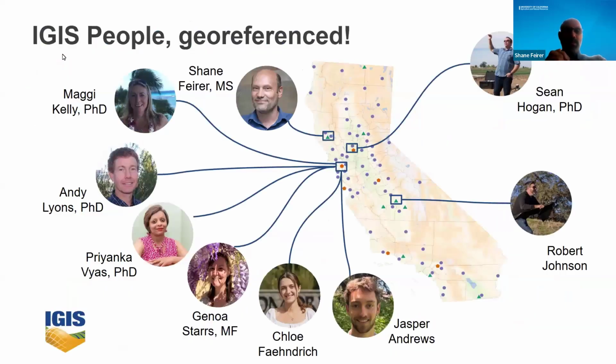So where are we? Just as a quick note, this is an example of, we've tried to geo-reference us. What you'll see is we have 6 people at UC Berkeley. That would be the director, Maggie Kelly, Andy Lyons, Priyanka, Genoa, and then 2 grad student and undergrad who work with us. There's myself, who's up at one of the research extension centers up in Mendocino County. Then there's Sean Hogan, who's at UC Davis, but actually at the UCANR building, which is in Davis, California. And then Robert Johnson, who's at the Kearney Ag Center in the Southern Central Valley.